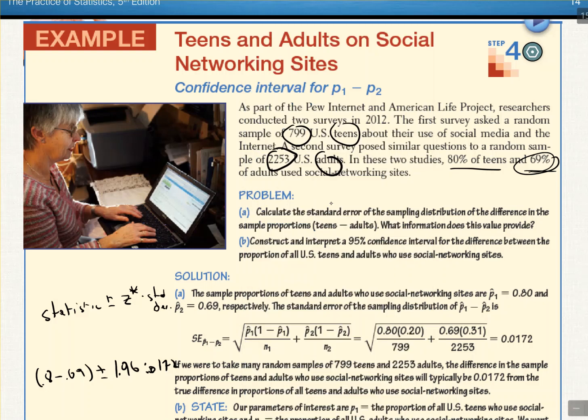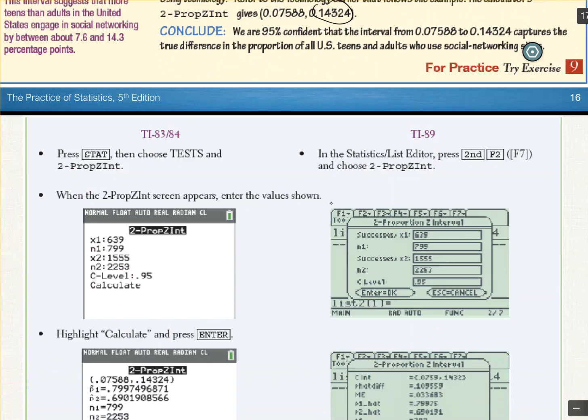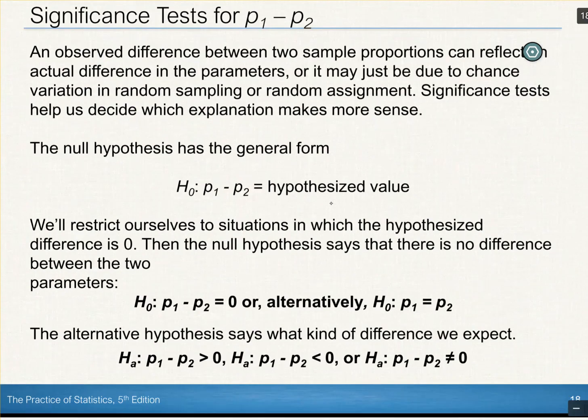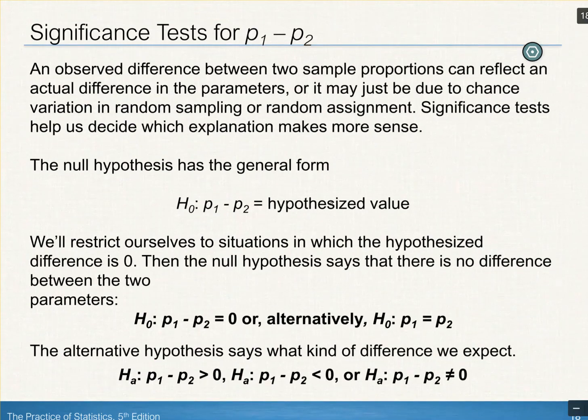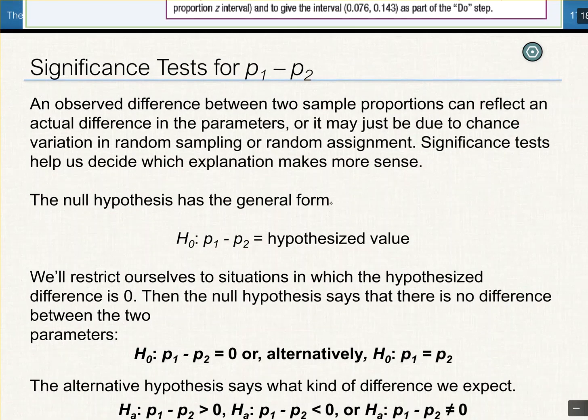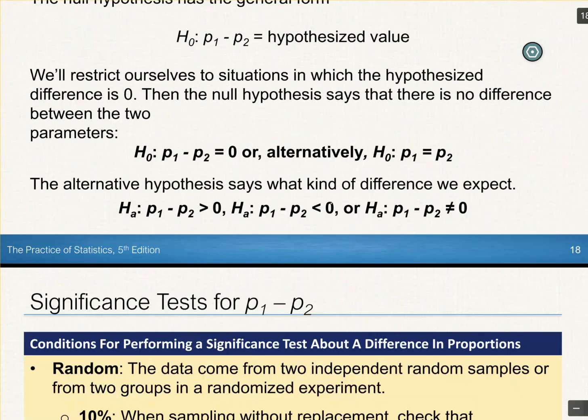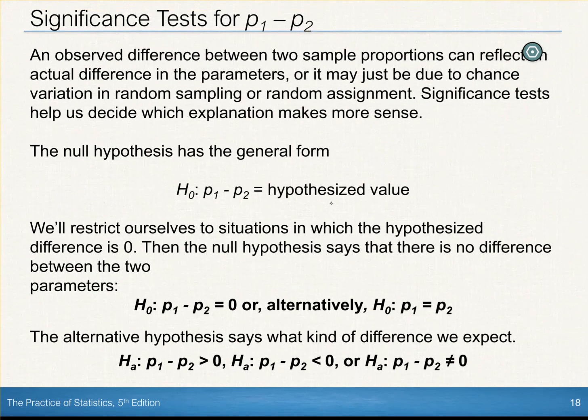But this is real nice. You can use a calculator to do it real quickly. Just make sure, and this is something I've lacked on in class, that we worry about the names. This is a two proportion z interval is what we're doing here. All right, so that was confidence intervals.